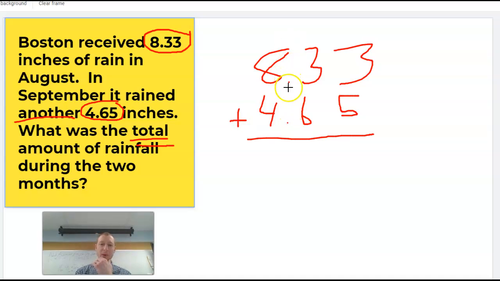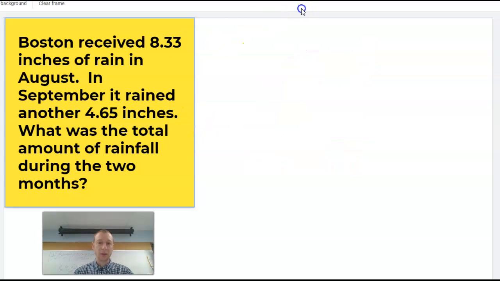So let's see. Notice how I added up, I lined up my decimal points, I lined up my hundredths, my tenths, my ones. So let's see. 5 plus 3 is 8. 6 plus 3 is 9. Bring down that decimal point, and then 8 plus 4 is 12. So altogether, it rained 12.98 inches. All right. Let's try another one.